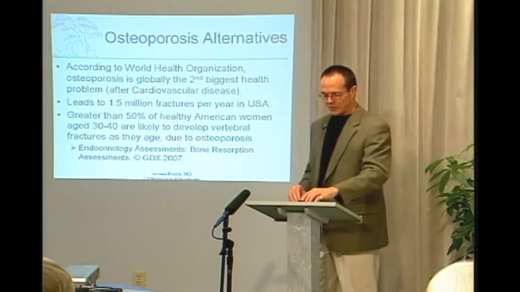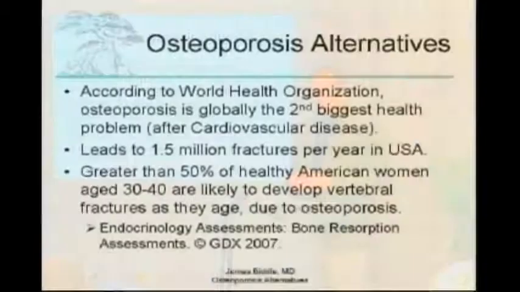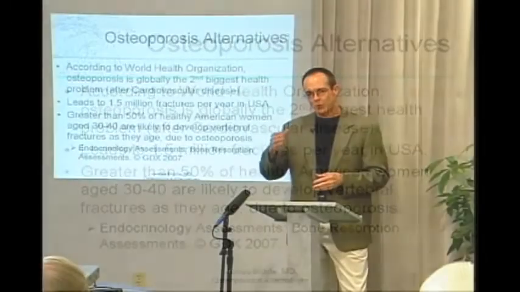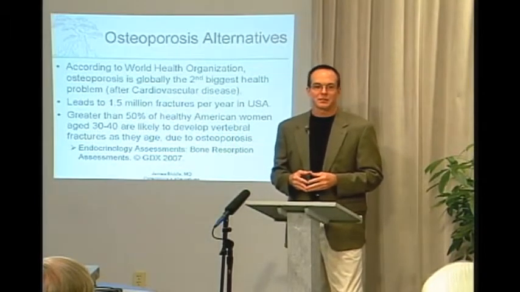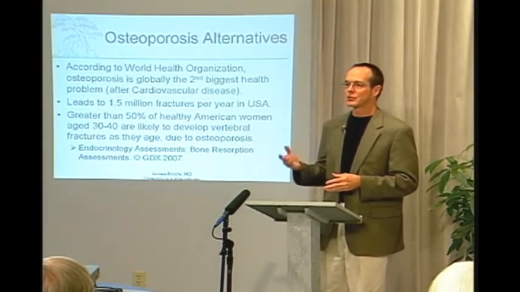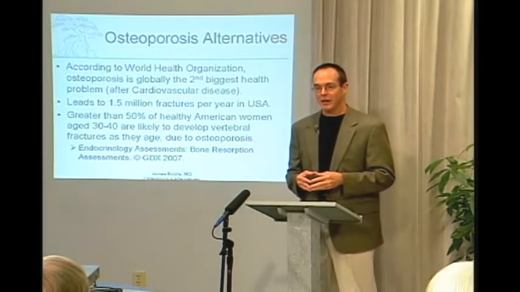According to the World Health Organization, osteoporosis globally is the second biggest health problem after cardiovascular disease. It leads to 1.5 million fractures per year just in the United States. And if you're a woman in the age range of 30 to 40, then by the time you live your life out, you have a 50% chance, a 1 in 2 chance of getting a fracture due to osteoporosis at some point in your life. So that's a huge odds.